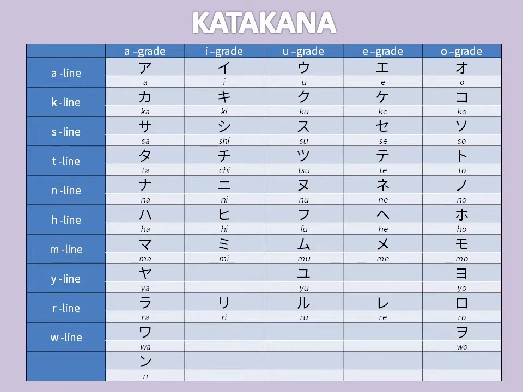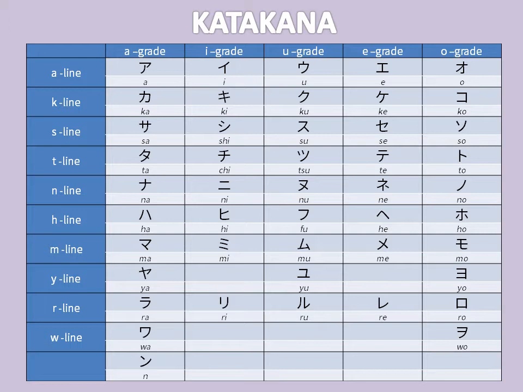Then Sa line A grade, Sa, I grade, Shi, Su, Se, So. So in Sa line, the Shi is an exception, just like in hiragana we had seen. Then the Ta line, A grade, Ta, Chi, Tsu, Te, To. Just like in hiragana, there are the same two exceptions. The Ta line's I grade and U grade, Chi and Tsu.